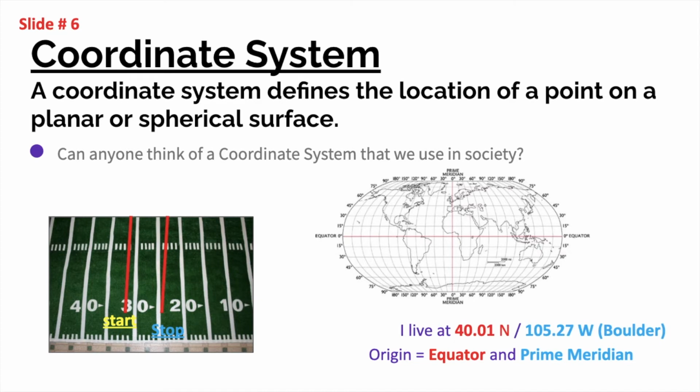So if you're talking about Boulder and you're saying I live in Boulder, you'd say you live at 40.01 north and 105.27 west. That's your latitude and your longitude in terms of the spherical coordinate system.